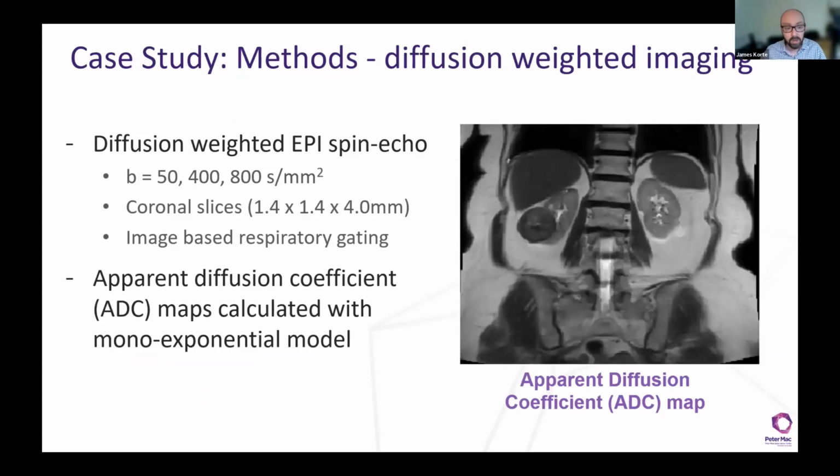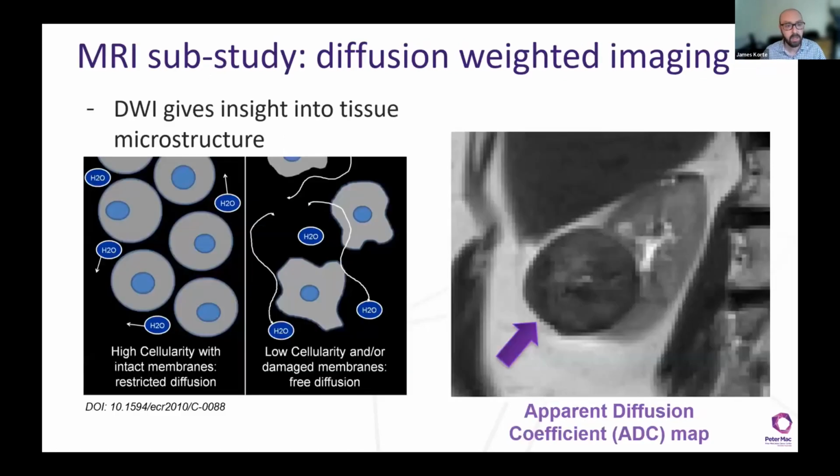For the diffusion-weighted imaging, we did pretty stock standard EPI spin echo. You can see the B values there. We used image-based respiratory gating. So I guess when you're outside of the head and more looking at the torso, motion becomes a real challenge. The apparent diffusion coefficient maps, these are really basic. They're just mono-exponential ADC maps, which we've taken straight off the scanner.